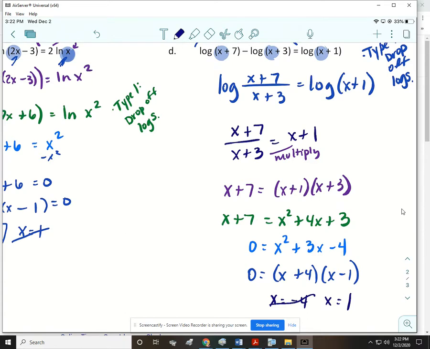But 1 looks like it works out fine because you're adding 1 to 7. 3 and 1 is always going to be positive. So we're good for 1. All right, that's solving equations that involve logarithms.